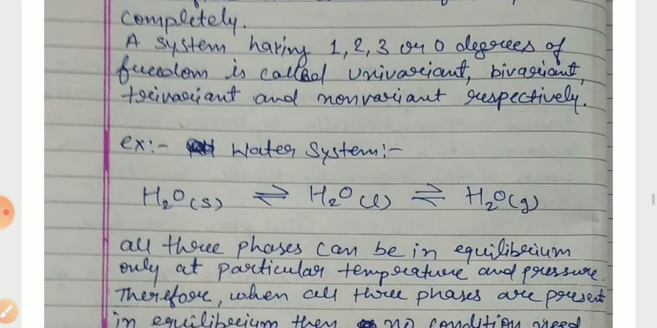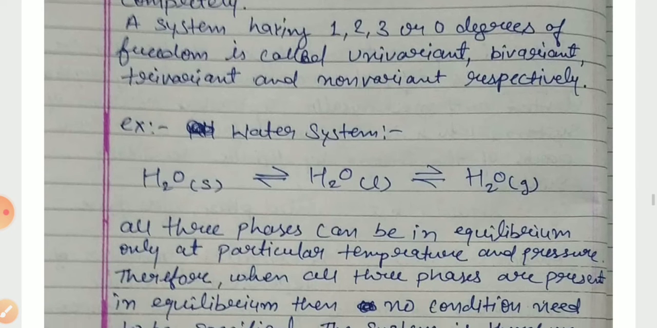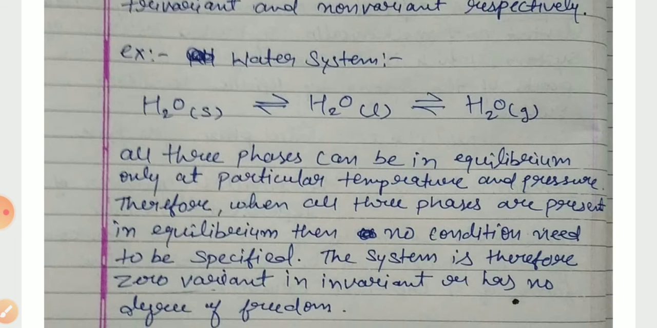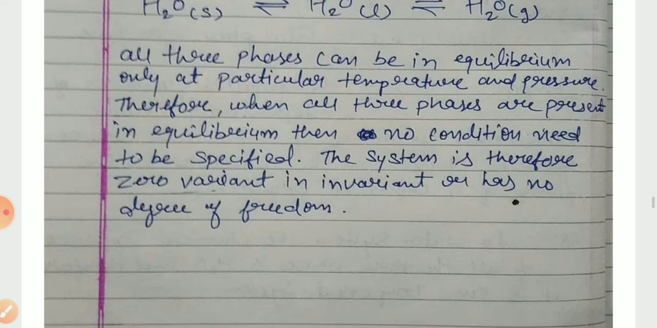For example, in the water system, H2O solid, H2O liquid and H2O gas coexist at the triple point. For this type of system, if we calculate the degree of freedom, all three phases can be in equilibrium only at a particular temperature and pressure. Therefore, when all three phases are present in equilibrium, no condition needs to be specified. The system is therefore zero variant, or it can also be called invariant, or it has no degree of freedom.